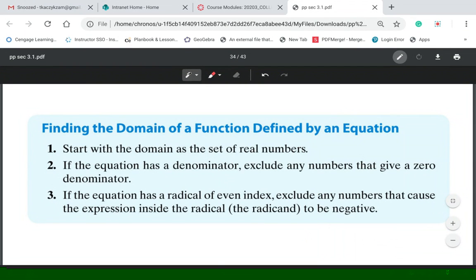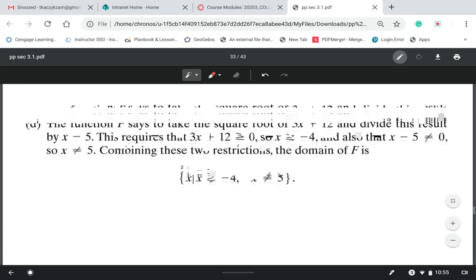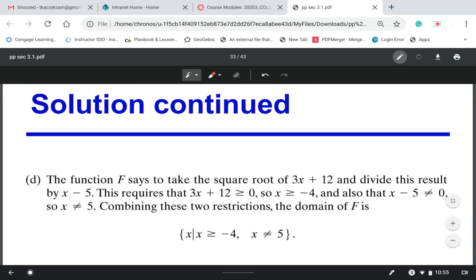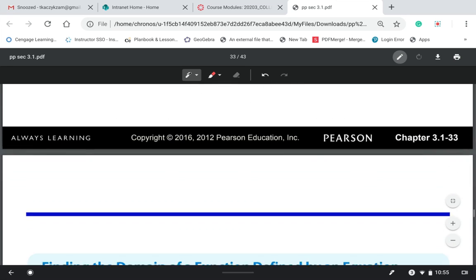Okay, so I'm continuing with section 3.1. We stopped on problems. The video one, the lecture one, we stopped on finding the domain. So I gave you many examples, 4 different examples, but also I gave you many notes on how you're going to find the domain of different types of functions.